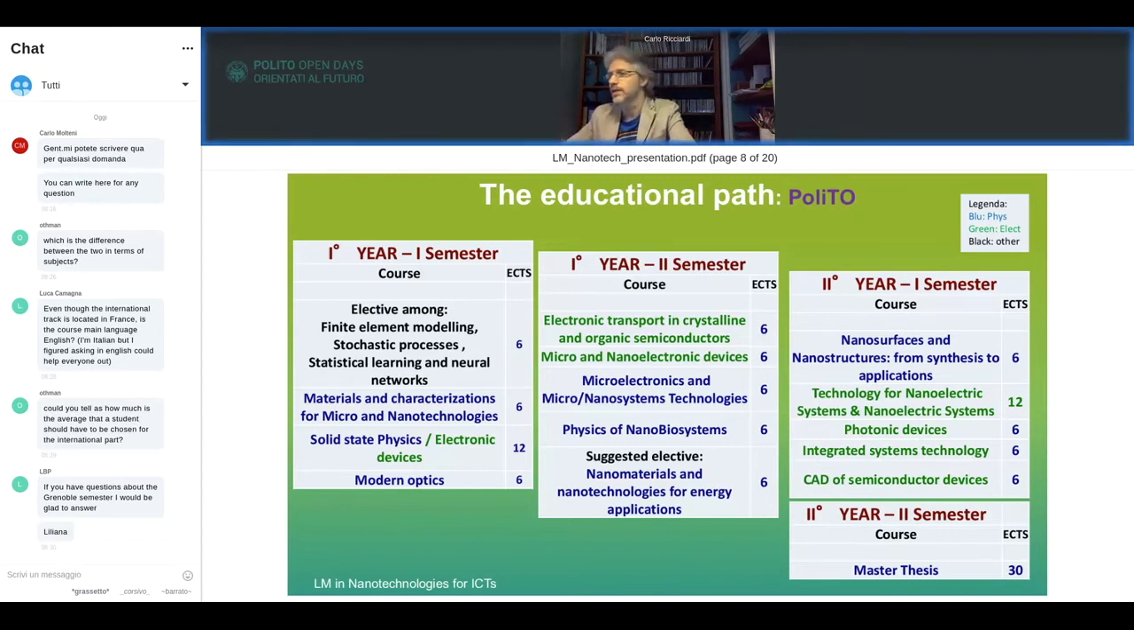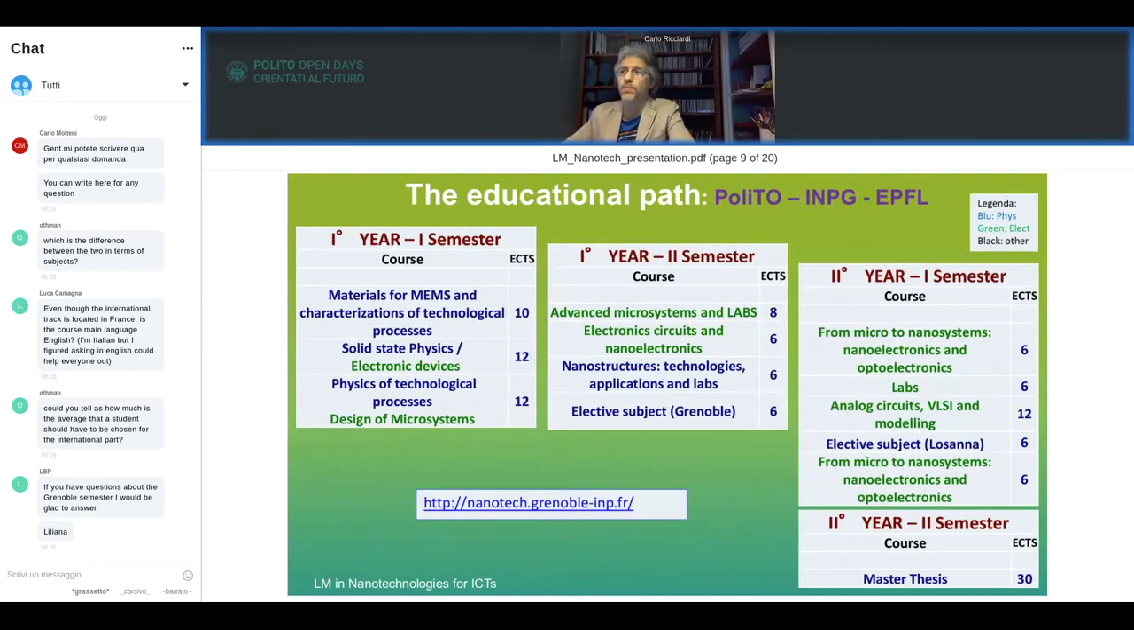So you can see that there is a balance between physics and electronics, and it is more or less the same for the international one. Maybe in the first semester of the second year, there is more focus on micro and nanoelectronics in EPFL with respect to the first semester in Polito. I think that's the main difference. You can have a look at this educational path on the website that you can find here. You can follow the link and see all the details, or also ask other colleagues like Leah.